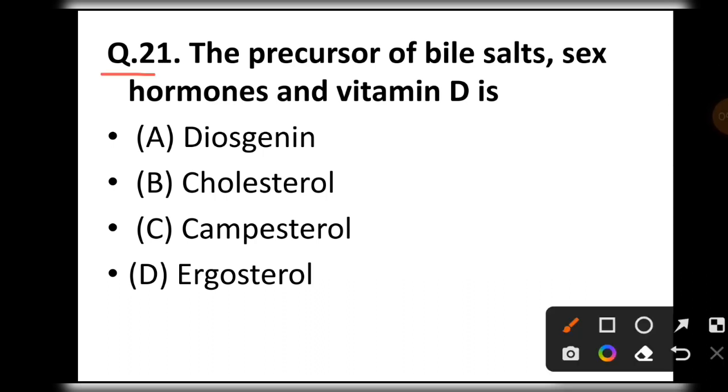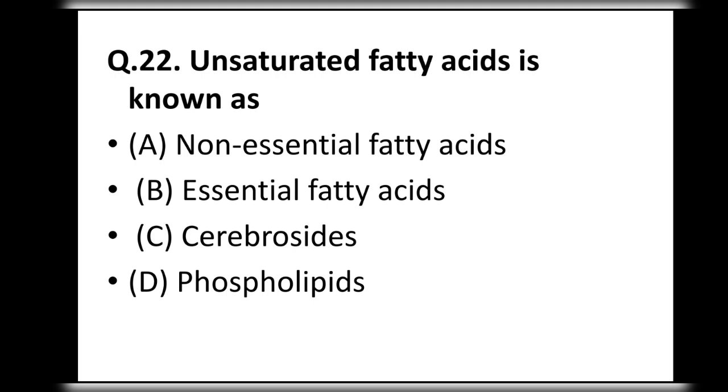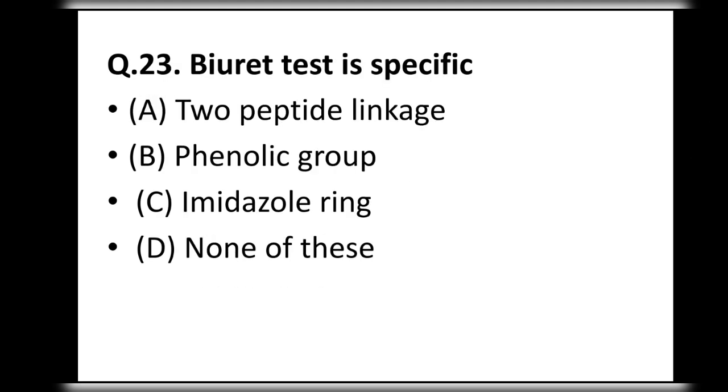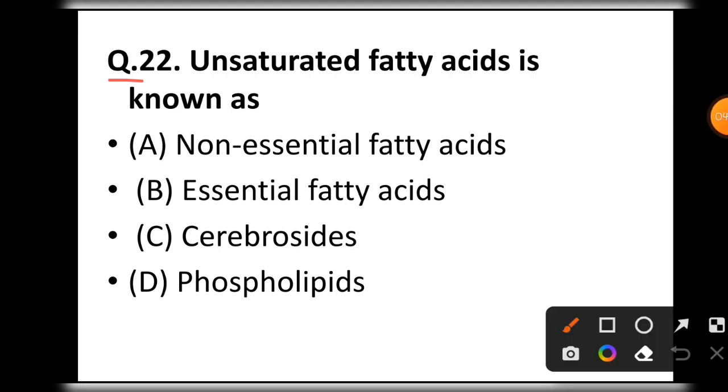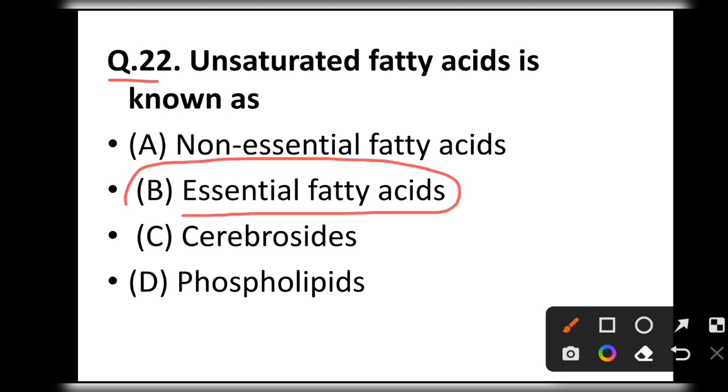Question 21. The precursor of bile salt, sex hormone and vitamin D is. Correct answer is option B. Cholesterol. Question 22. Unsaturated fatty acid is known as. Correct answer is option B. Essential fatty acid.